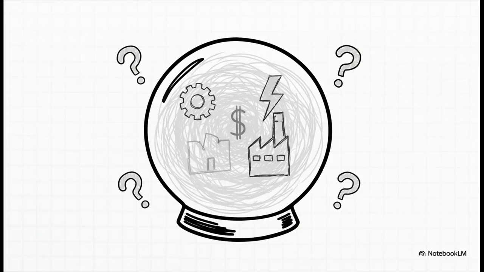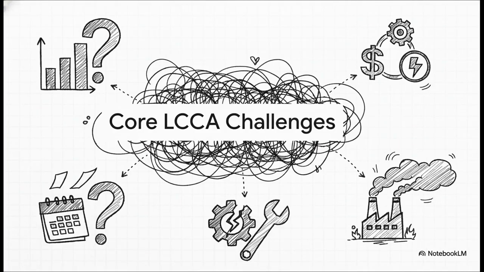The best way to picture traditional LCCA is like trying to use a really foggy crystal ball. You can kind of see the shape of the future in there, but all the important details, they're super blurry. Your assumptions are shaky at best, and a whole lot of it just comes down to, well, educated guesswork. So what exactly makes that crystal ball so foggy?